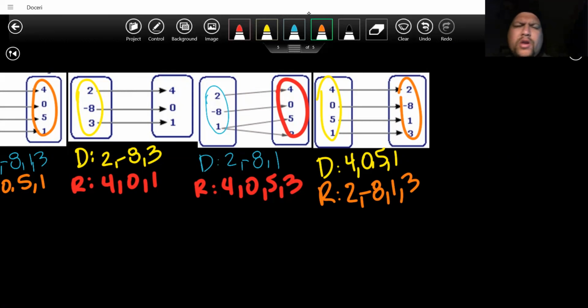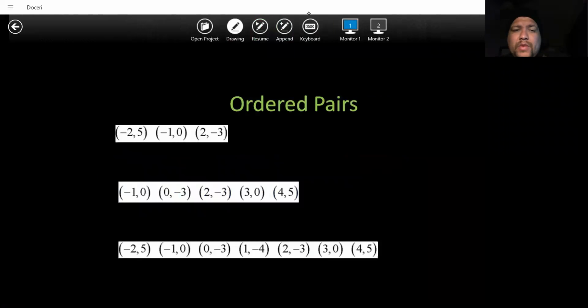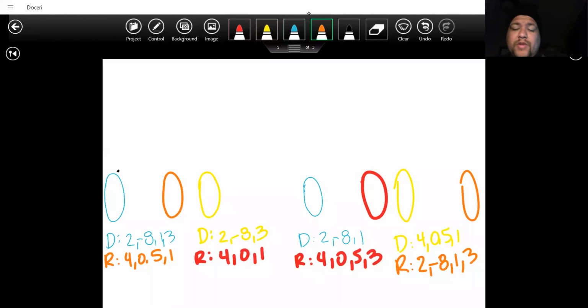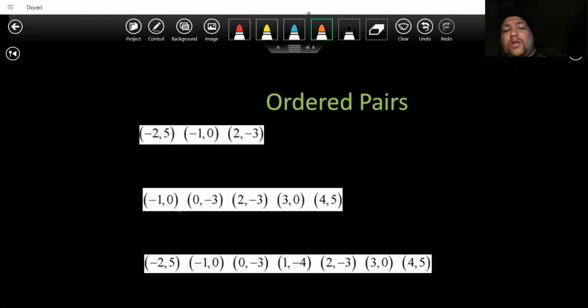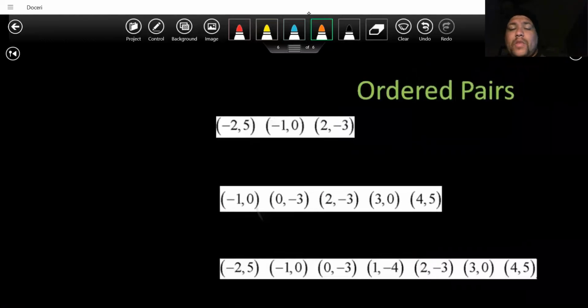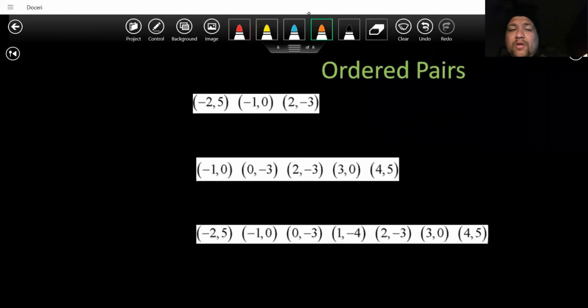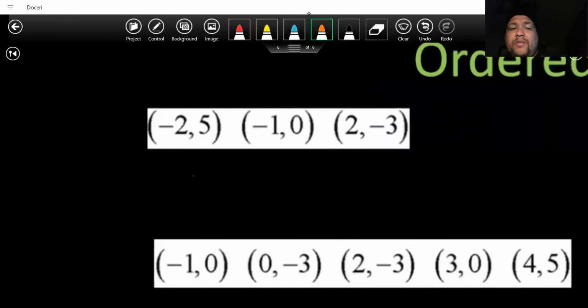I want to see the coordinate points, but I can't remember. So let's see. Ordered pairs. Again, ordered pairs. You guys have seen me before. We talked about these. So we're going to go and look at them right here. You guys can definitely copy down those ordered pairs. And the first one is our first example up here.